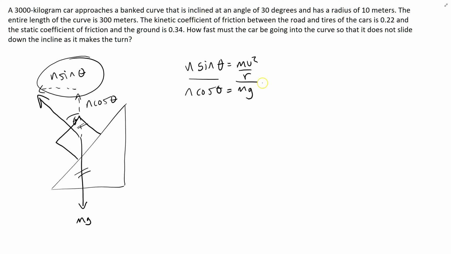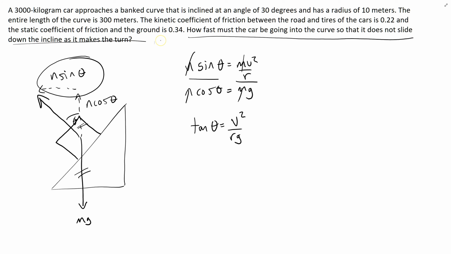We're going to divide those two so that we get the exact same thing that we had before. Tangent theta equals v squared over rg. And for this problem, we want to figure out how fast the car must be going so that it does not slide down the incline as it makes the turn. Basically, this just means without friction. You're not including friction.